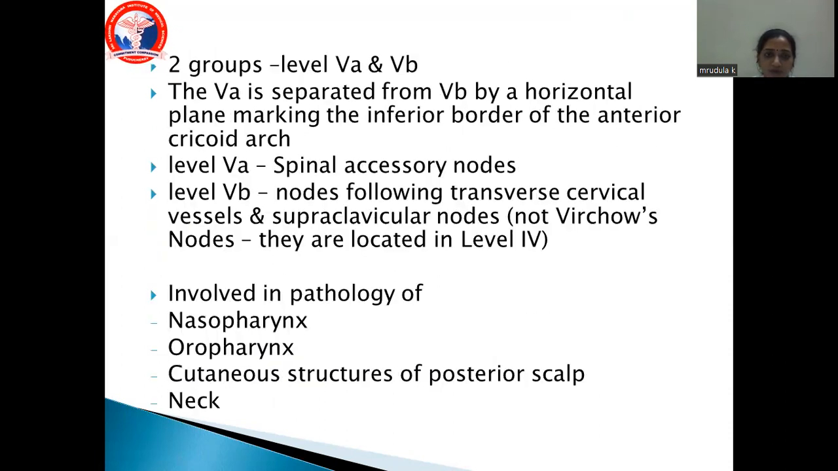Level 5A is separated from 5B by a horizontal plane marking the inferior border of the anterior cricoid arch. Level 5A are the spinal accessory nodes, and level 5B are nodes following the transverse cervical vessels and supraclavicular nodes, and not Virchow nodes. Virchow nodes are located at level 4; level 5 are not Virchow nodes. These are involved in the pathology of the nasopharynx, oropharynx, cutaneous structures of the scalp, posterior scalp, and neck.